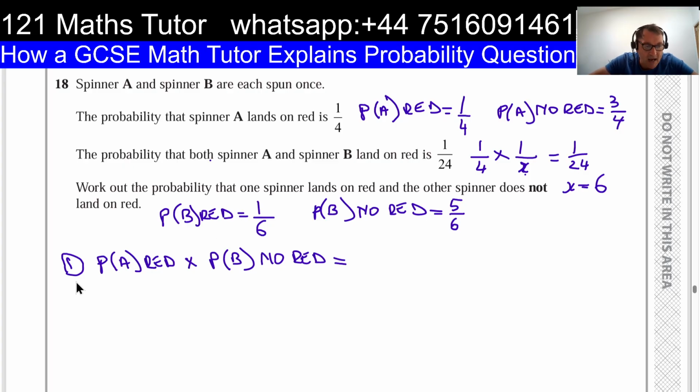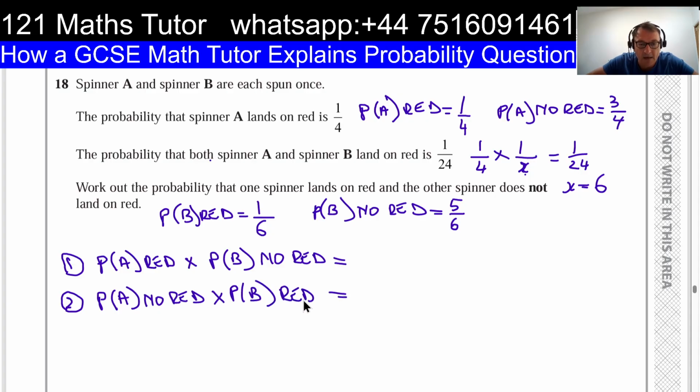But there's another scenario where the first spinner, spinner A, doesn't land on red, but the other one, spinner B, lands on red. And I have to calculate that one. Do I have all the information?